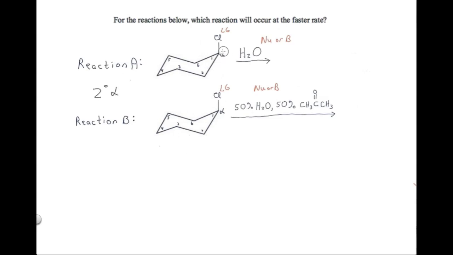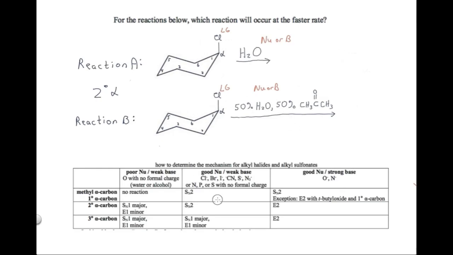Carbon 1 is attached to two carbon chains, a carbon chain that starts with carbon 6 and another carbon chain that starts with carbon 2. We use the table to determine the mechanism. A secondary alpha carbon puts us in the middle row of the table, and in both cases we're using the neutral oxygen in water as our nucleophile, and that puts us in the left-hand column of the table. So we expect the major reaction here to be SN1. We should write down that we're going to be focusing on the SN1 mechanism in both of these cases.